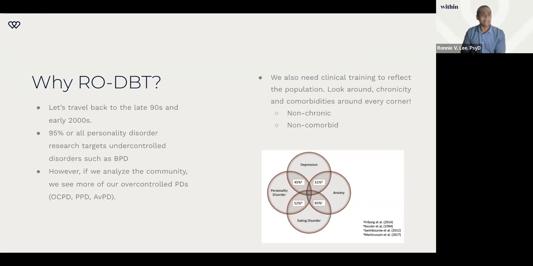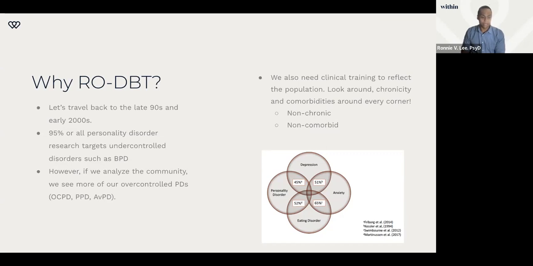And if we analyze that a bit more, it makes complete sense, right? Why? Well, because those under-controlled personality disorders and under-controlled disorders in general are more externalizing, right? So they are more treatment-seeking for the most part, right? Their distress is shown to quite a few people. So as mental health providers and healthcare workers, of course, that's where the focus was. However, the interesting thing is the community at large doesn't necessarily replicate that, right? We see more over-controlled personality disorders. And when I say personality disorders, I really mean traits, personality traits, right? So traits from OCPD, traits from PPD, and also traits from avoidant personality disorder as well.